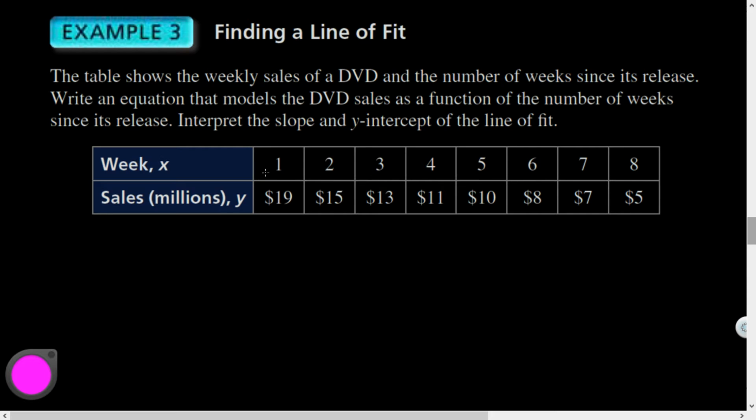So it looks like more DVDs sell in week 1 than they do in subsequent weeks. Okay, that makes sense. Write an equation that models the DVD sales as a function of the number of weeks.